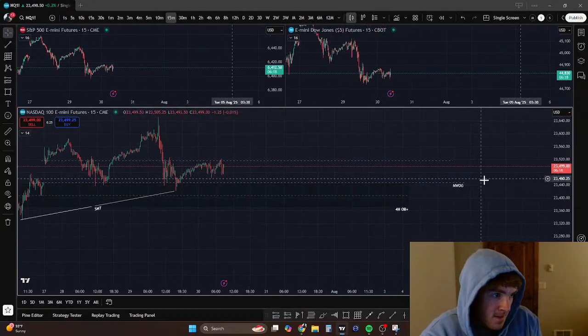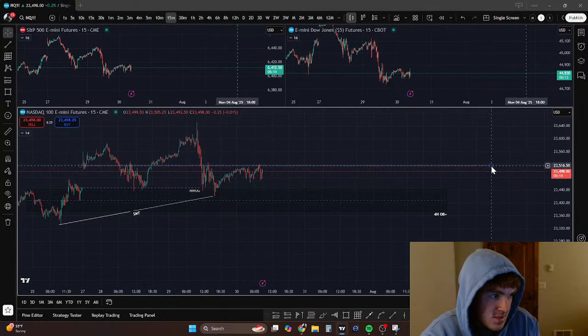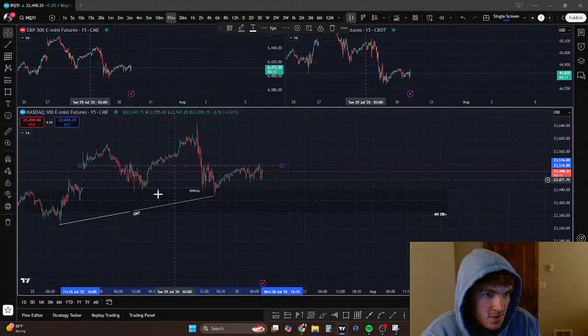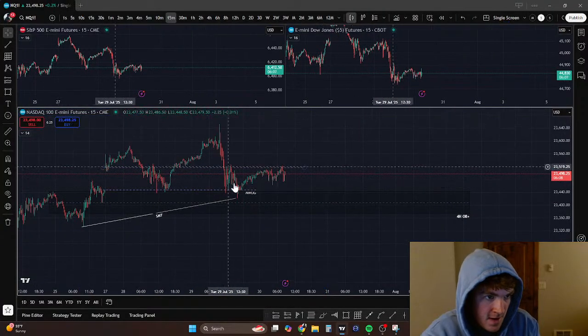Okay, new week opening gap here. Looks like we are just bouncing around this new week opening gap, from high to low to high to low.